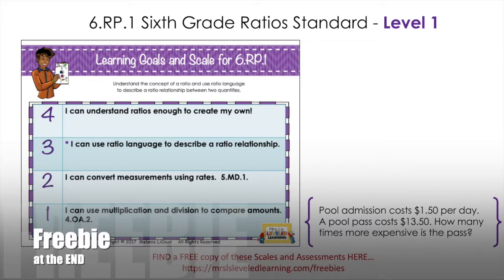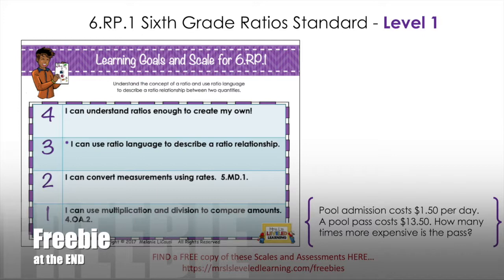Level 1 and 2 help students access their background knowledge from 4th and 5th grades. Level 3 describes the grade level expectation, which is that students will be able to use ratio language to describe ratio relationships. So they'll have to understand how to identify the ratio and then put that into a sentence. Level 4 is a challenge for students who have already mastered grade level skills. Not all of your students will need to go this far, but we'll get to that later.